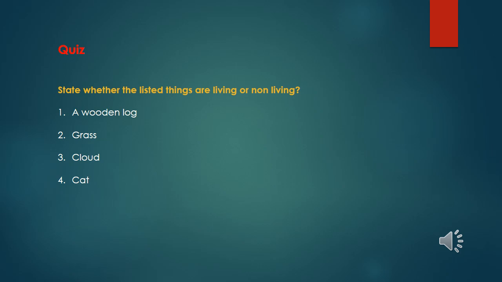Let's take a small quiz. Can you guess whether these things are living or non-living? The first is a wooden log, second is grass, third is cloud, and fourth is a cat.